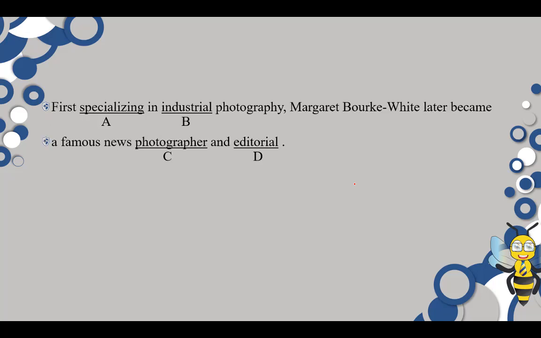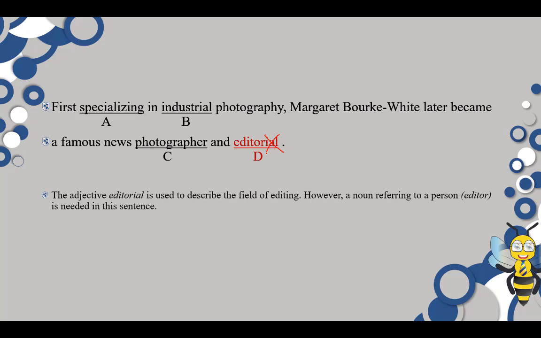So for example, this is an example as in the TOEFL. It says, first specializing in industrial photography, Margit worked white, later became a famous news photographer and editorial. In this example, which word from A, B, C, or D do you think is wrong? Letter D? That's right. It is editorial, and we're talking about an editor, right? So, yep, letter D is the answer. That's what you have to find on the exam.